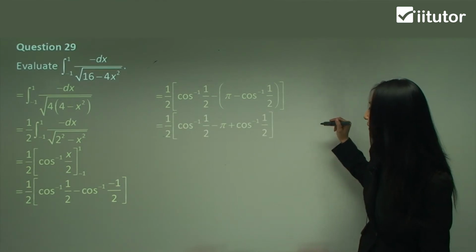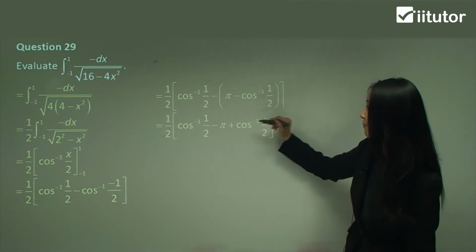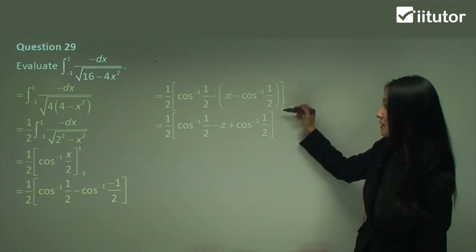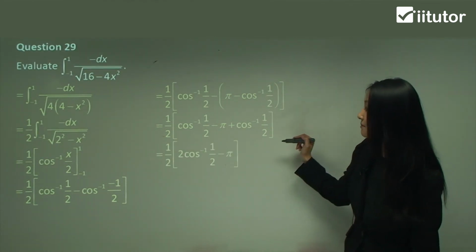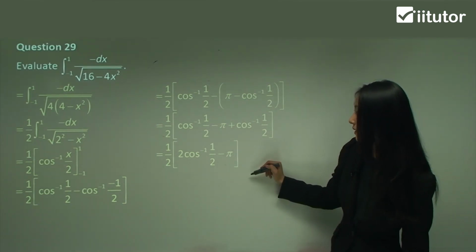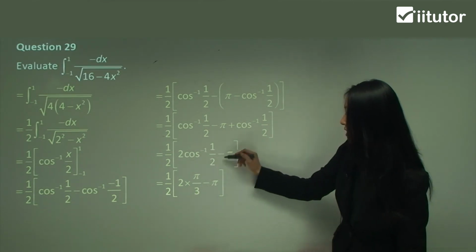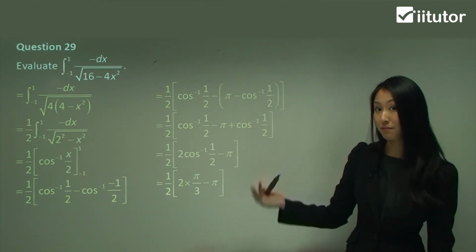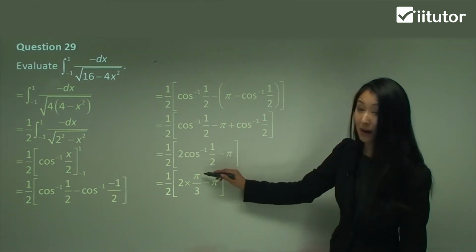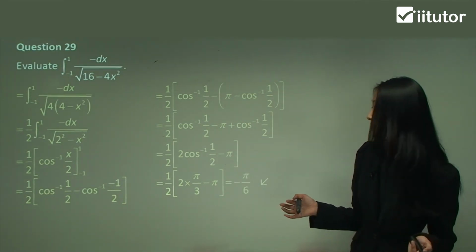Now, we apply the negative, so that becomes -pi. This becomes positive inverse cosine half. Add them together, that's 2 inverse cosine half. And now we just need to work inverse cosine half out, and that just equals pi on 3, yeah? And just expand and simplify.